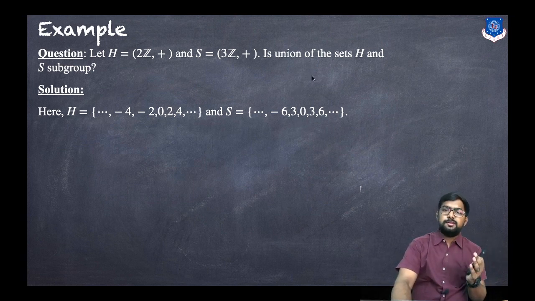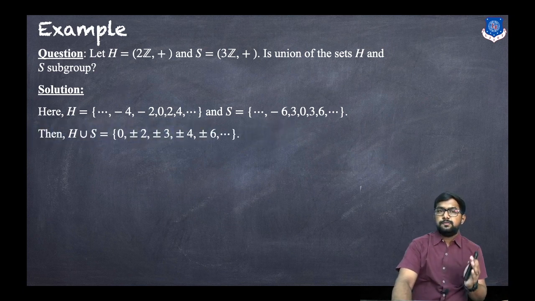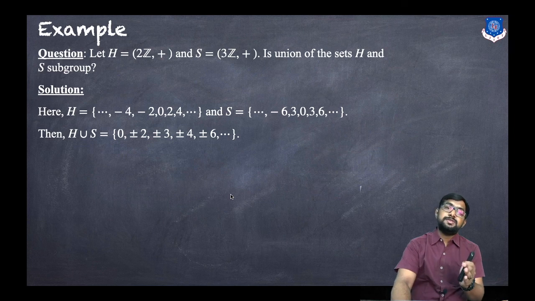Now we need to check whether the union of the sets H and S is a subgroup. So let us take the union. The union will contain these elements: 0, plus or minus 2, plus or minus 3, plus or minus 4, plus or minus 6. That means all the even numbers as well as all the multiples of 3. So this union contains those elements.